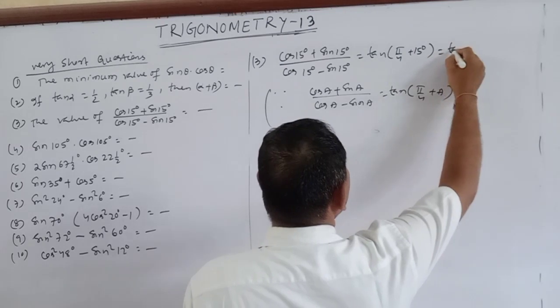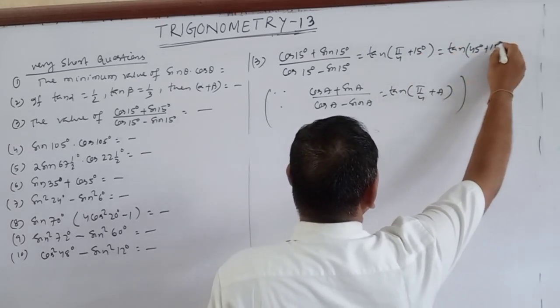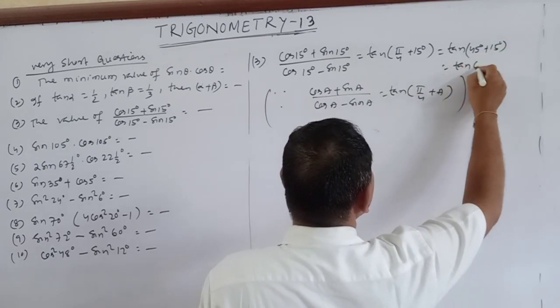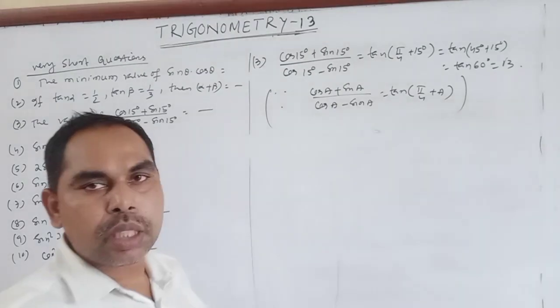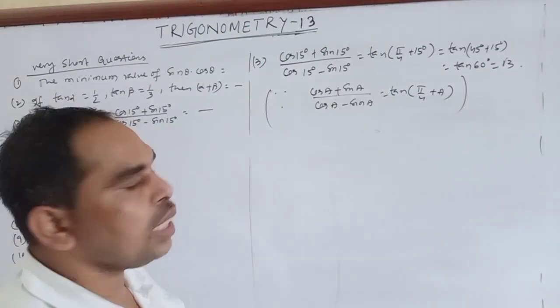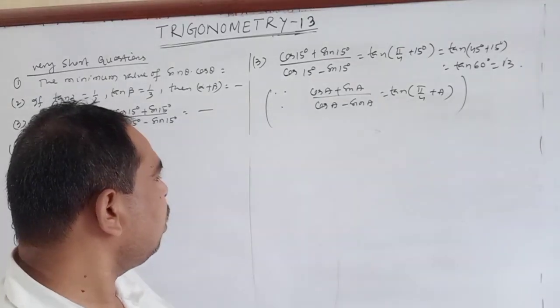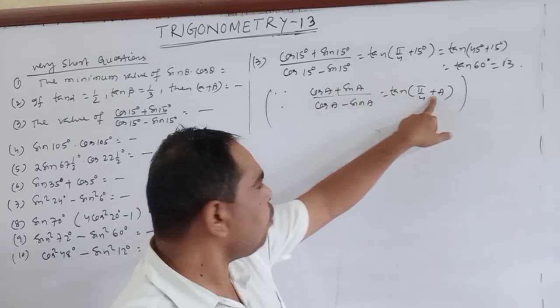So this is equal to tan(π/4 + 15°), which means tan(45° + 15°) = tan 60°. Tan 60° means root 3. So (cos 15° + sin 15°)/(cos 15° − sin 15°) is equal to tan 60°, which is equal to root 3. So this is a plus, so this is a plus. If it is a minus, it is a minus.